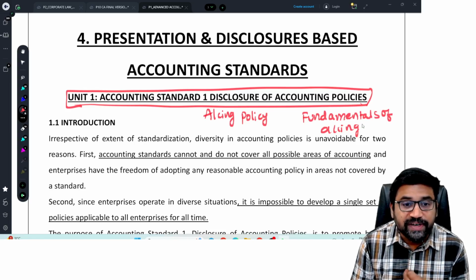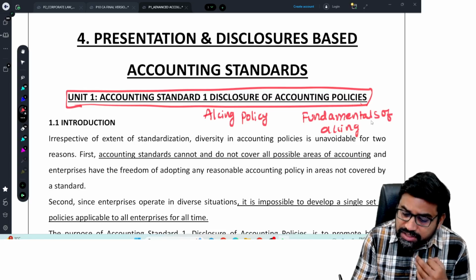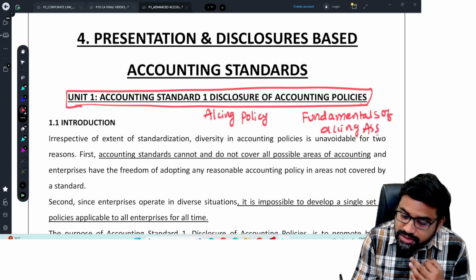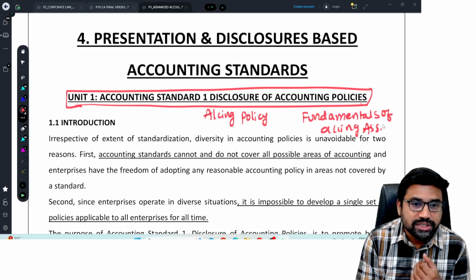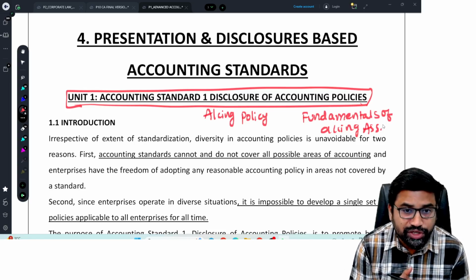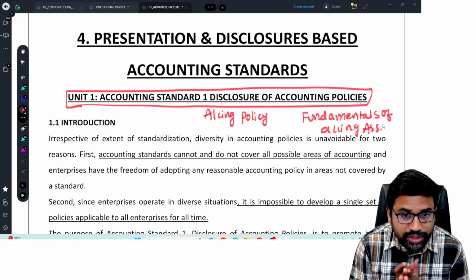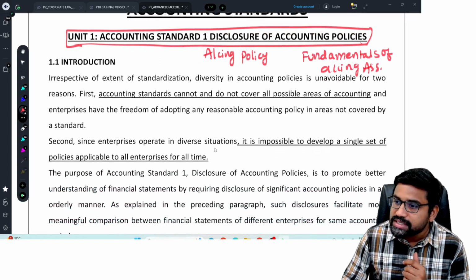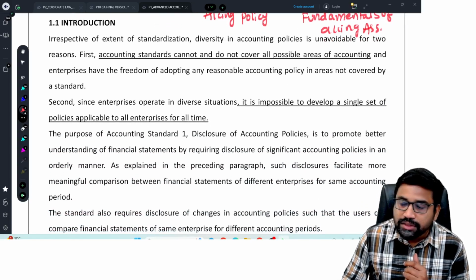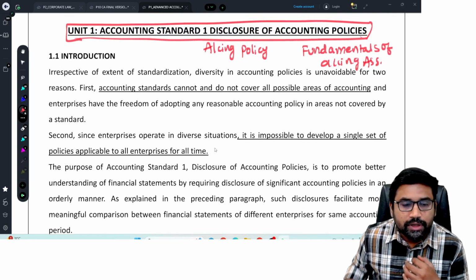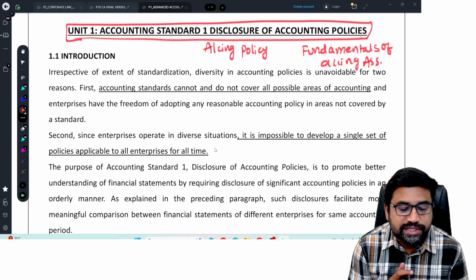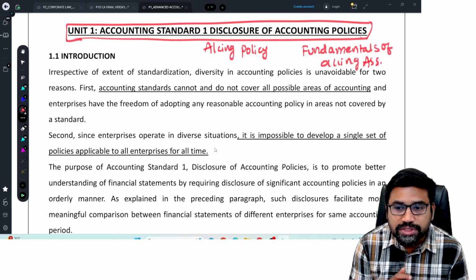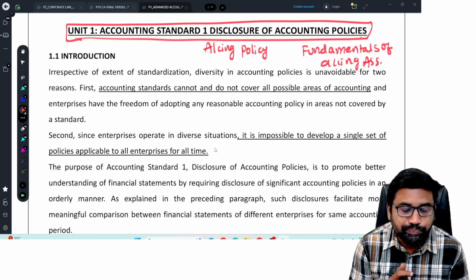The second thing is fundamental accounting assumptions. What are the fundamental accounting assumptions, and in respect of those assumptions, what do we need to do? We need to discuss everything. Now, let us first discuss the need for the standard, why the standard came. See, in order to prepare financial statements, definitely some rules and regulations are required.